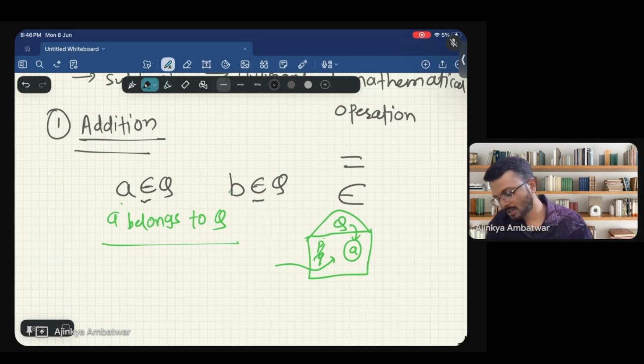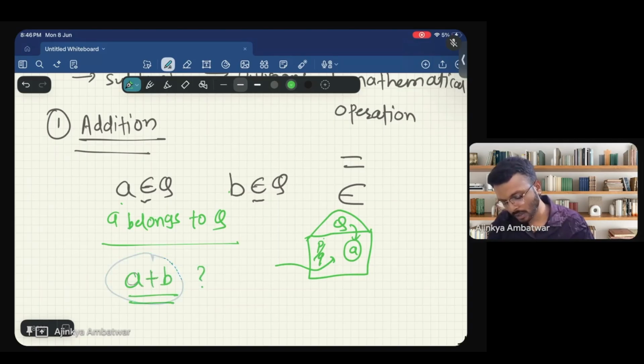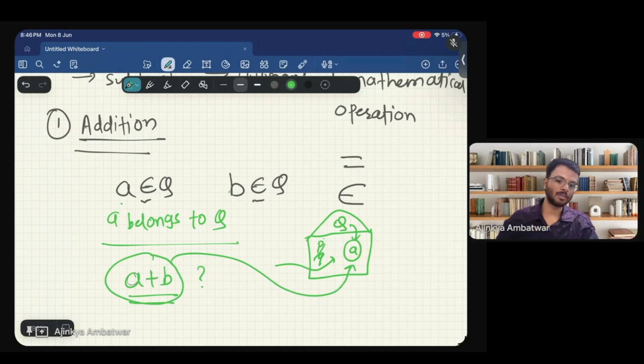Now, what I'm interested in, what happens if I add these two? If I add A plus B, what will happen? Is A plus B going to stay in this house or will it be in some different house? Take any A, take any B. Randomly कोई भी A और B तुम्हारे हिसाब से उठाओ. Add them. और जो आंसर आएगा, will that stay in this house or not? That is my first question. What do you think? कोई भी दो नंबर ले लो, A and B, rational numbers. उनको ऐड करो.